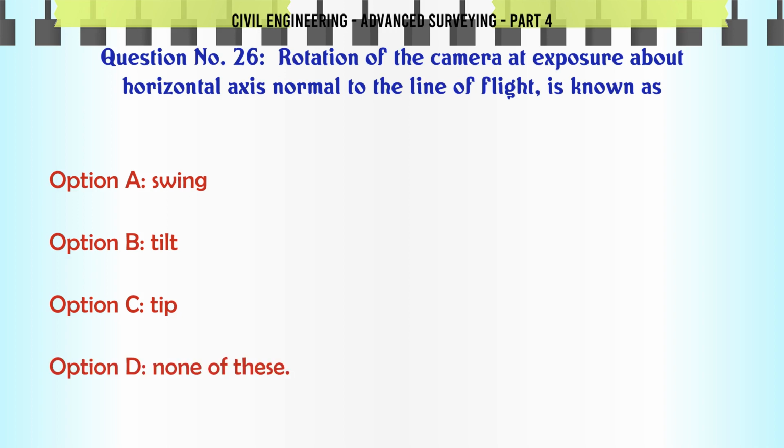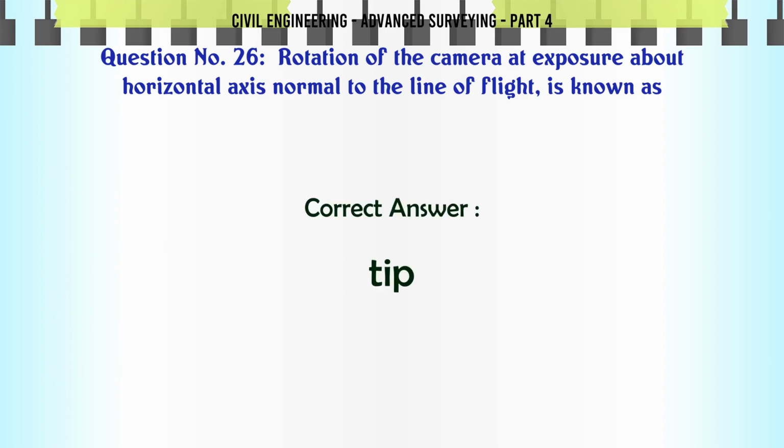Rotation of the camera at exposure about horizontal axis normal to the line of flight is known as: A. Swing. B. Tilt. C. Tip. D. None of these. The correct answer is tip.